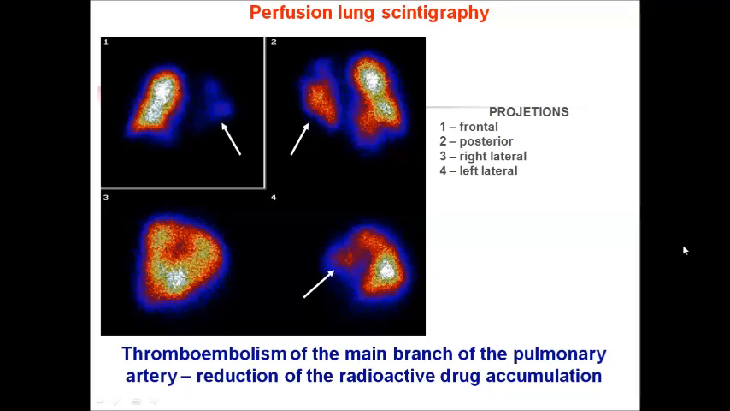Here is an example of perfusion lung scintigraphy, which shows thromboembolism of the main branch of the pulmonary artery, with reduction of the radioactive drug accumulation in the left lung.